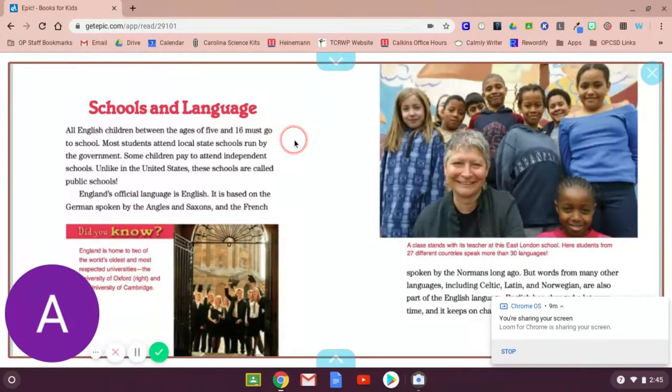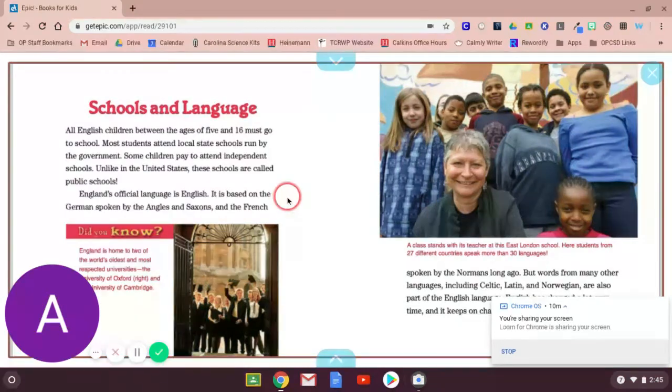All English children between the ages of 5 and 16 must go to school. Most students attend local state schools run by the government. Some children pay to attend independent schools. Unlike in the United States, these schools are called public schools. So that's a little bit backwards than our schools. In our schools, your parents don't have to pay for you to go to school if you go to a public school like Orchard Park. But in England, these parents or these families would have to pay for their children to go to school.